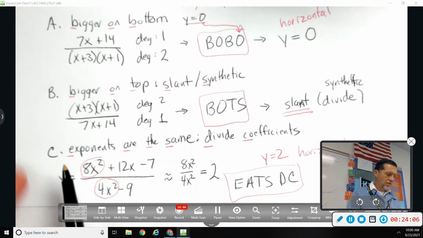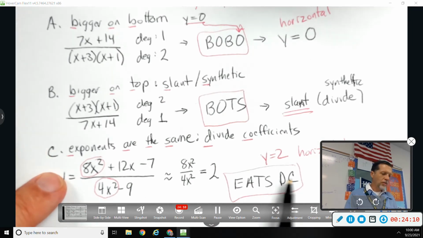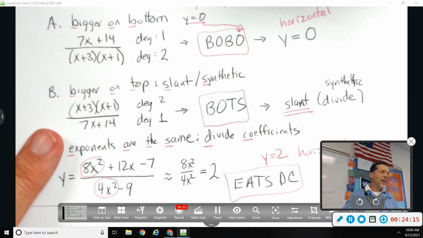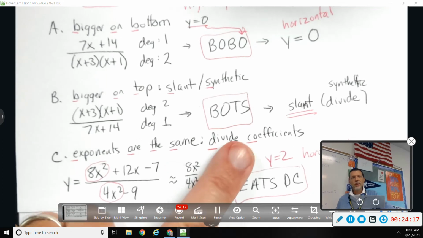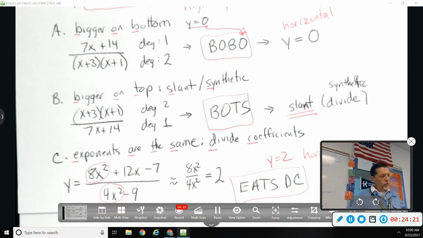Case C is not that much harder. If the exponents are the same, divide the coefficients, you're done. It's that middle case that you've got to go off to the side and work a whole synthetic divide problem. Right now we're just trying to get the overview, so we're not going to do a synthetic divide problem yet. We'll come back to that later.